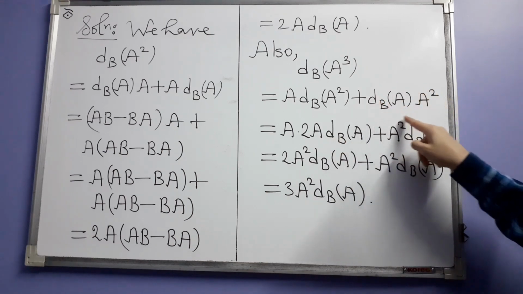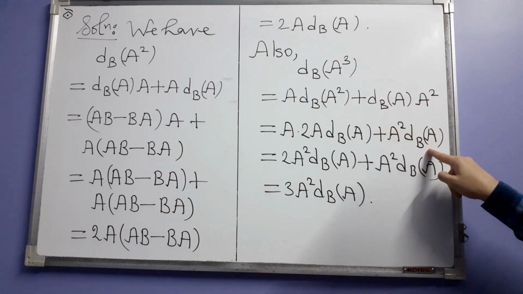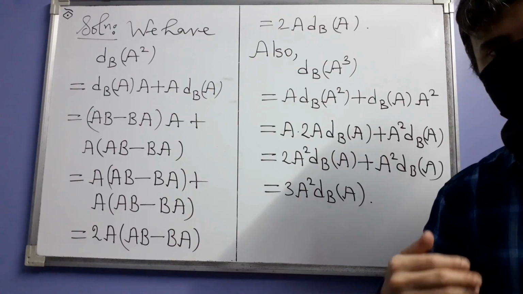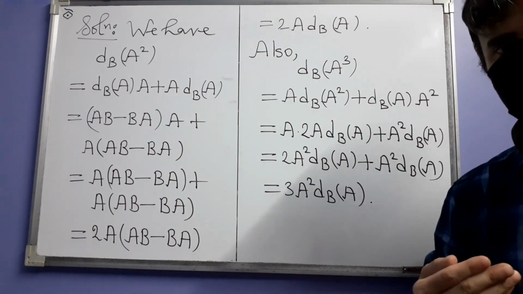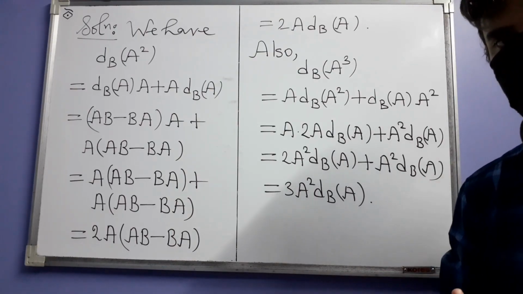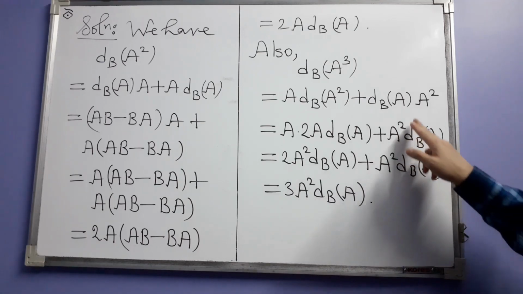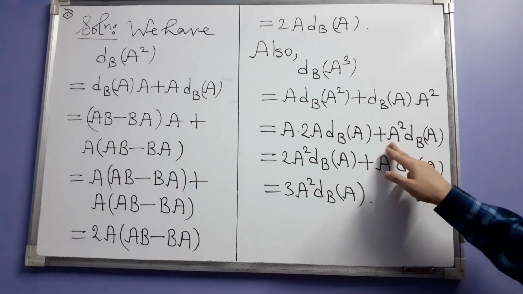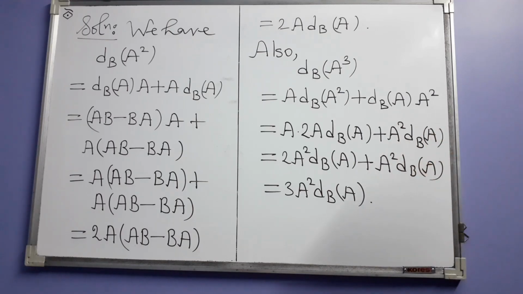What allowed me to change this order here? Note that dB of a is ab minus ba, which commutes with a. So automatically it will commute with any higher power of a as well. In particular, it will commute with a square. So that permits me to write like this.